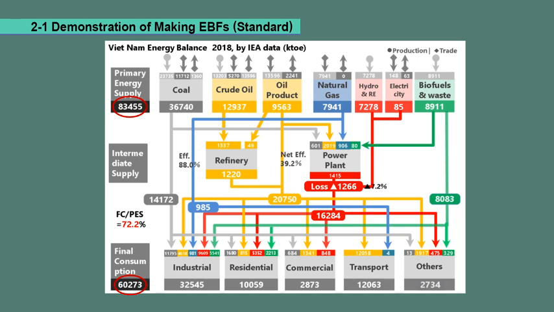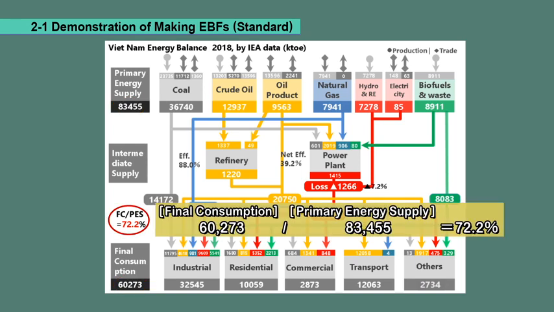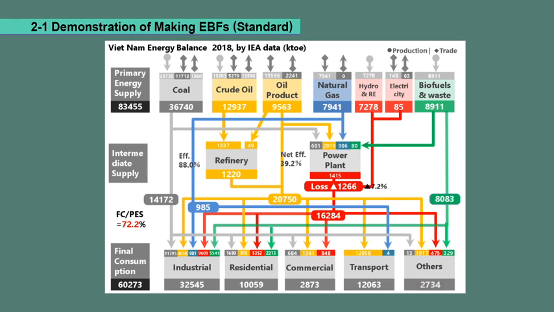The ratio between total final consumption and primary energy supply is the ratio between final energy consumption and primary energy supply, and an indicator of a country's energy efficiency. Calculate and enter 72.2% in this case. This completes changing the values of final energy consumption at the bottom.